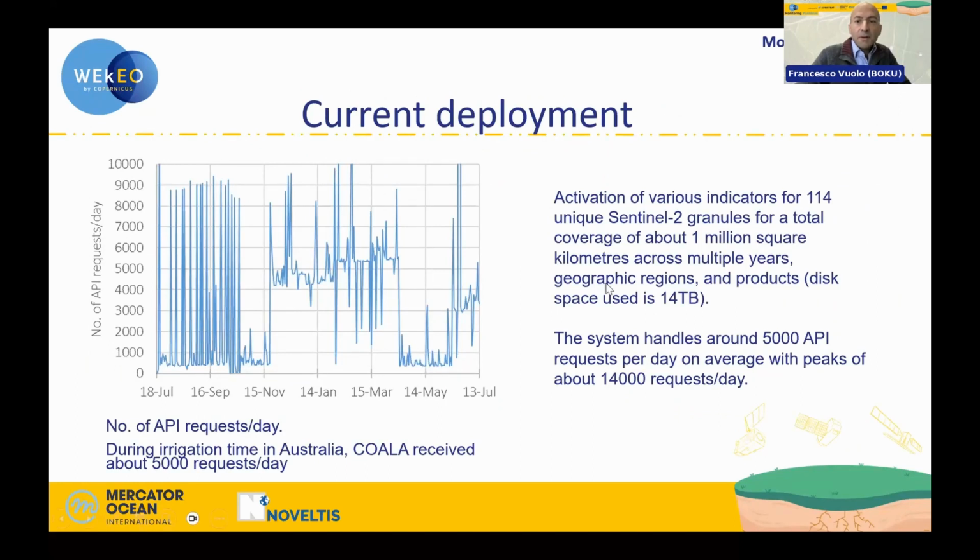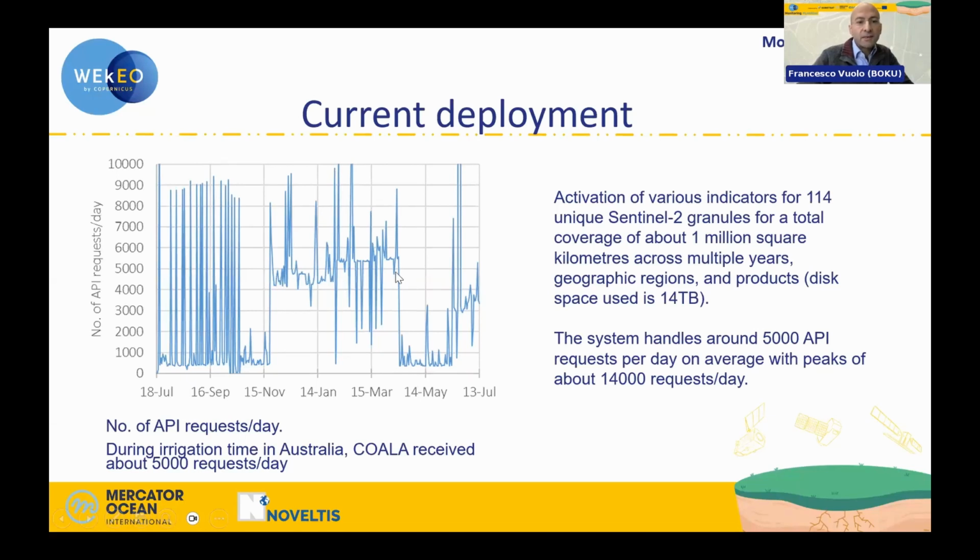So the current deployment, some numbers to let you know that this is operational, it's running. We are currently using 14 terabytes of disk space. It runs on demand, so we don't process all the globe by default, but if there is an interest, we can activate the processing of Sentinel tiles. We work on a Sentinel-2 tile minimum unit, and currently we are receiving about 5,000 API requests per day. And you see how this is actually also seasonally varying.